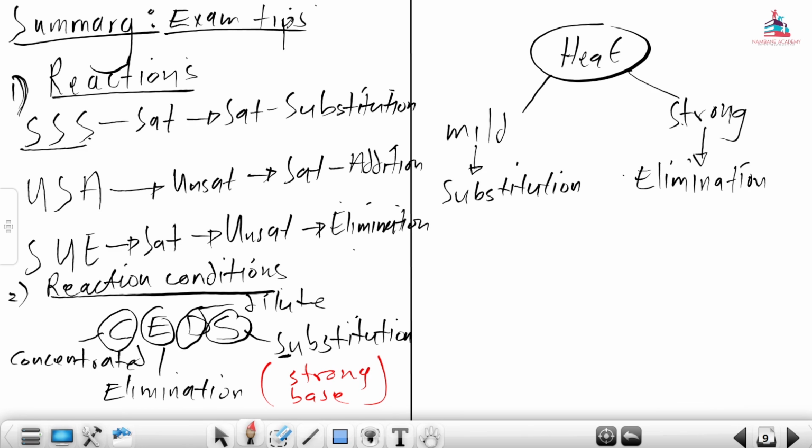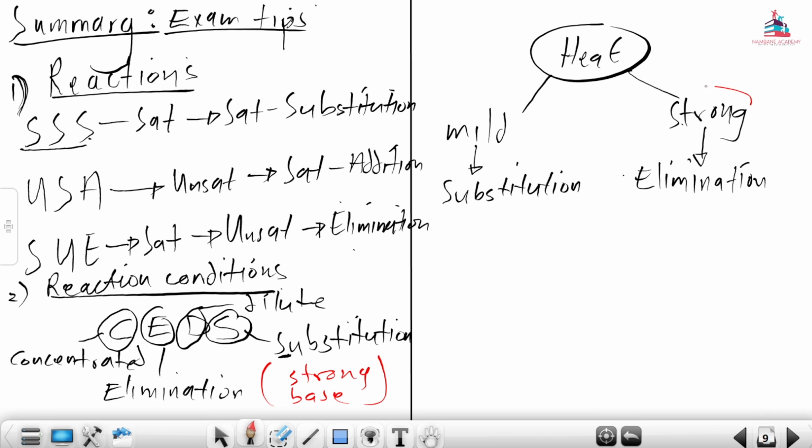So I will not have a problem when giving reaction conditions for either substitution or elimination. For substitution, it's dilute strong base and mild heat. For elimination, it's concentrated strong base with strong heat. 100%. Then I will not have any confusion.